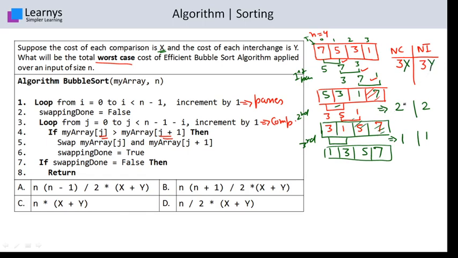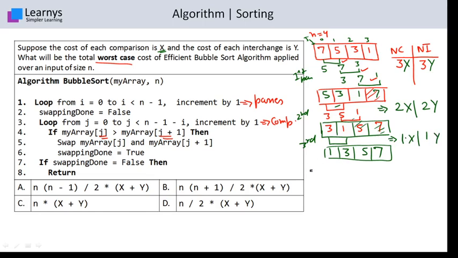In the second pass I can write 2x, that will be the total cost of the comparison in the second pass, and here 2y, that will give me the total cost of interchange in the second pass. In the last pass, or the third pass, I will multiply with x here and y.